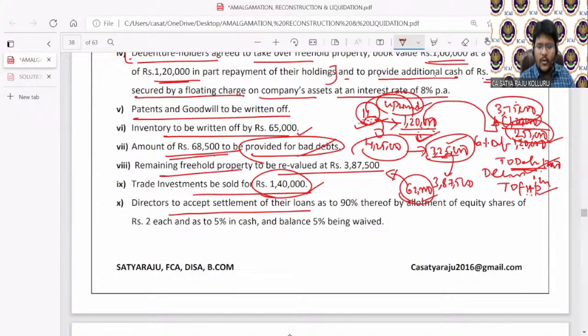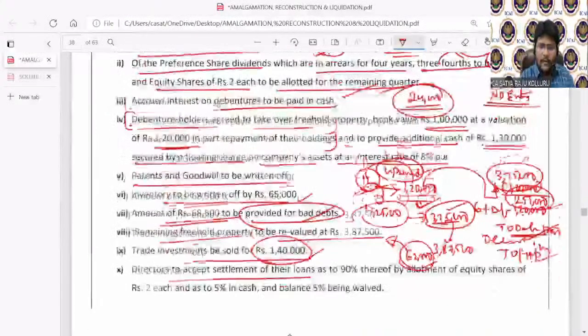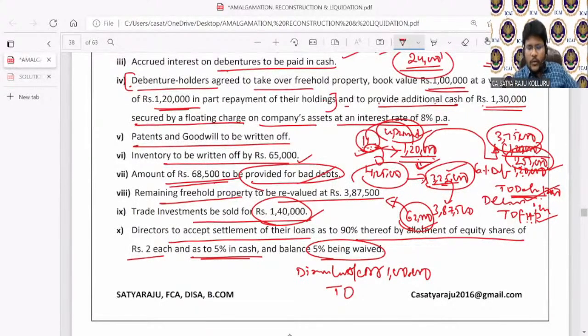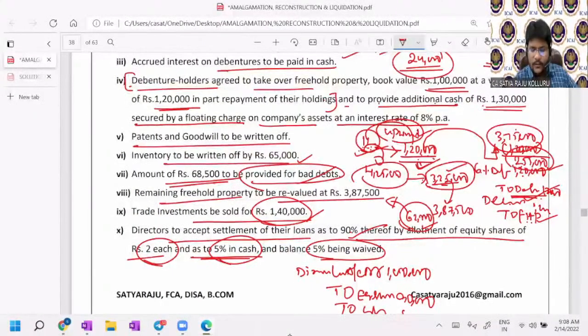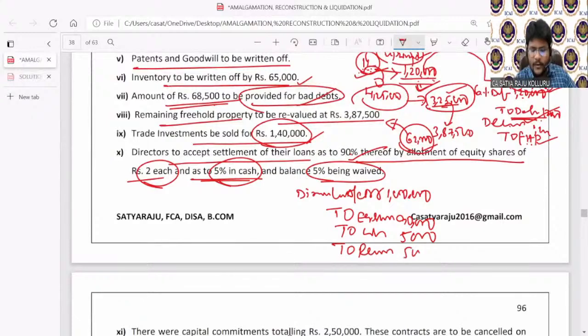Directors to accept settlement of their loans. So directors' loans are there. If you observe, the director loan is there for 1 lakh. He is discussing this 1 lakh: 90% thereof in allotment of equity shares of 2 rupees each, 5% in cash, and the balance of 5% being waived off. The entry is director's loan account Dr. total 1 lakh. Out of such 1 lakh, allotment of equity shares happens at 2 rupees each for 90%. 1 lakh into 90% is 90,000, to equity share capital 90,000. 5% in cash means to cash 5,000. The remaining is waived off, so you transfer it to reconstruction account, which is profit. The entry is director's loan account Dr. to equity share capital, to cash, to reconstruction account.